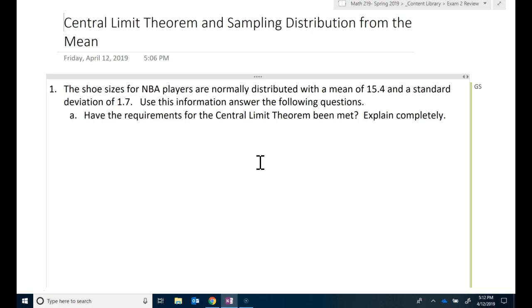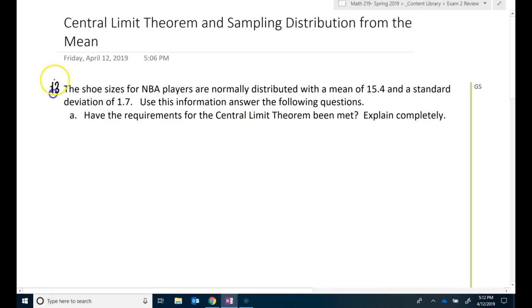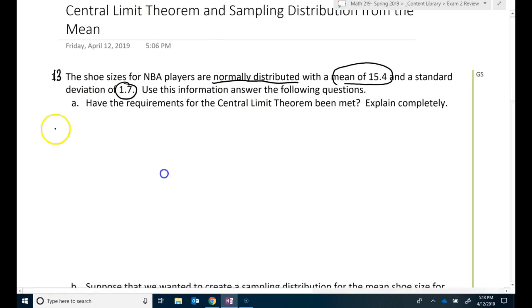This one here is number 13 from the review. It states the shoe sizes for NBA players are normally distributed with a mean of 15.4 and a standard deviation of 1.7. Then it asks us to use this information to answer the following questions. So notice we have shoe sizes, they're normally distributed, and we have a mean of 15.4 and a standard deviation of 1.7. So far, so good. What that tells me is that the population is normal.